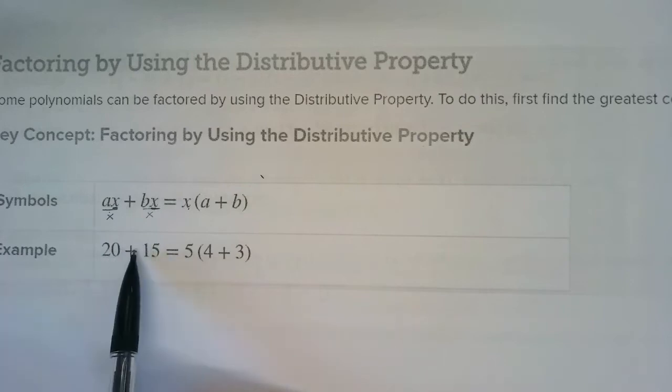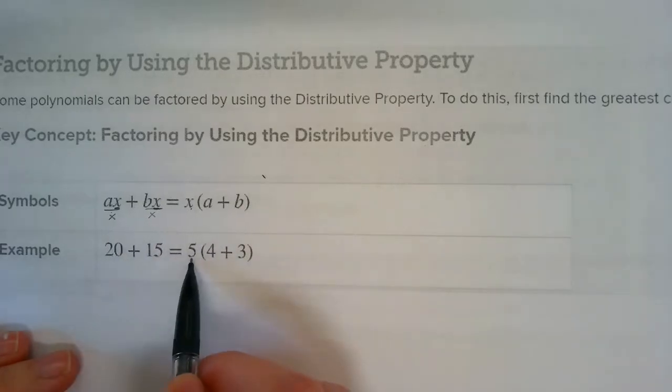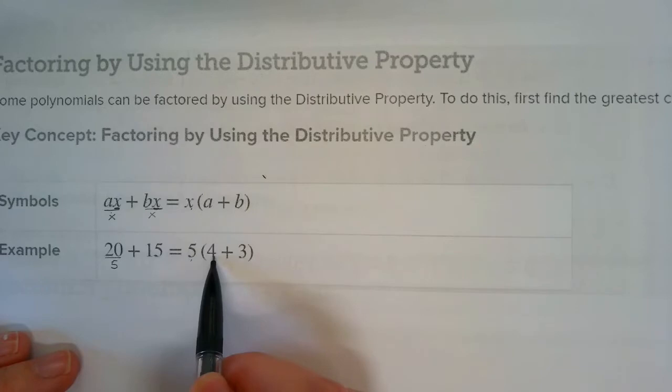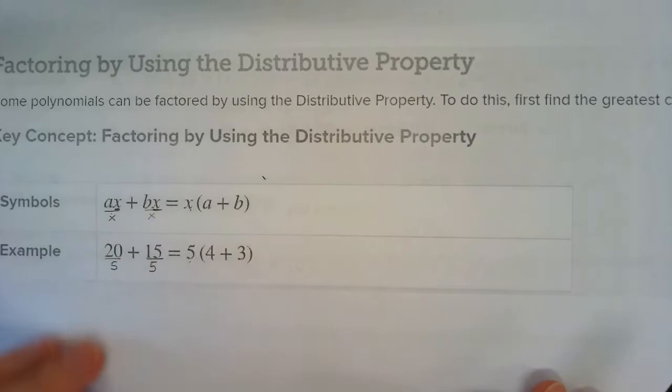Same thing can happen with your numbers. Find the greatest number that you can divide both of these terms by. I can divide them both by 5. So 20 divided by 5 leaves me 4. 20 divided by 5 gives me 3.